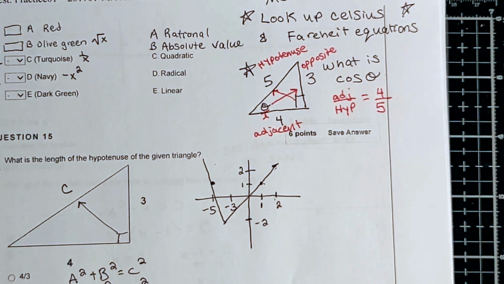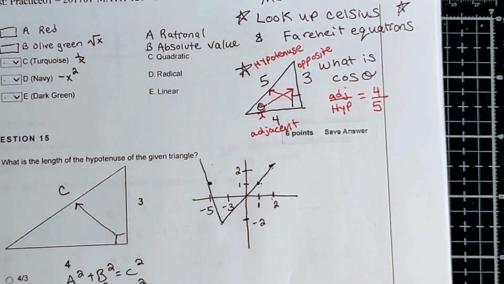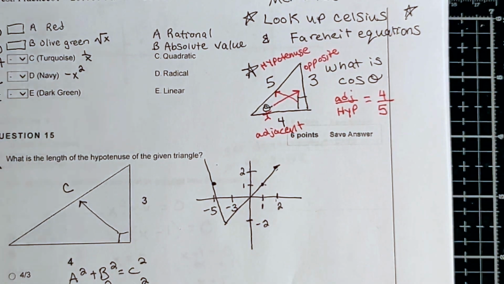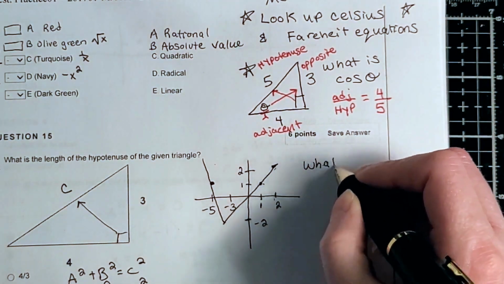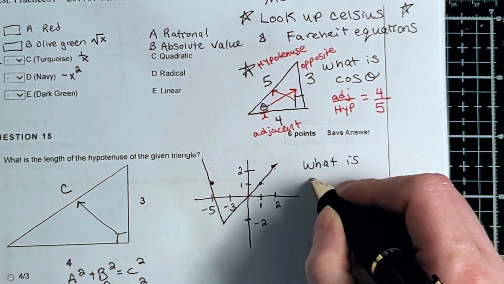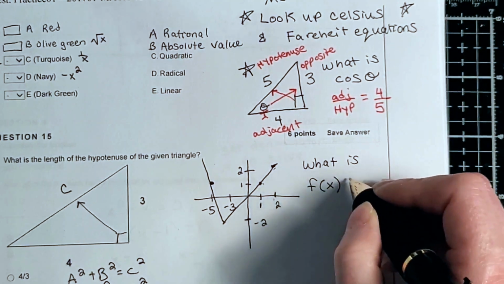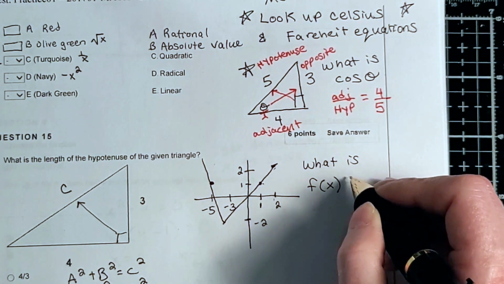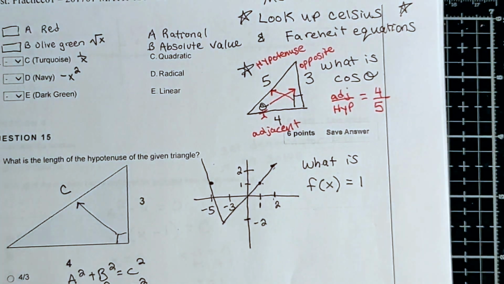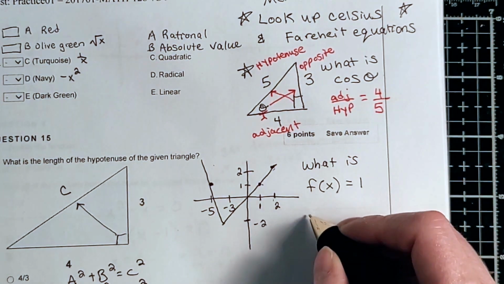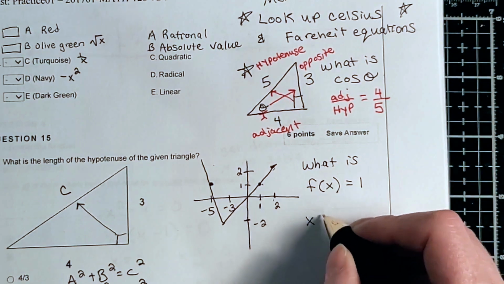And then here are the 2 types of questions that you could see on the test. It'd give you the graph and then it would ask you these kinds of questions. So what is f of x equaling 1? So they want to know what is the x. So basically, what is x?